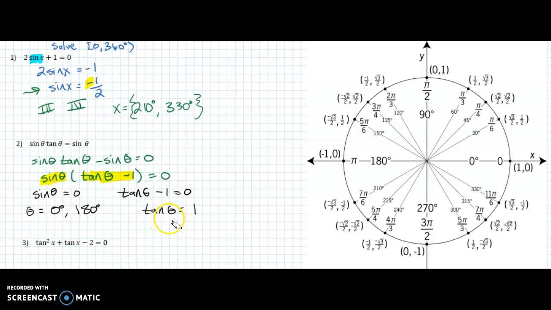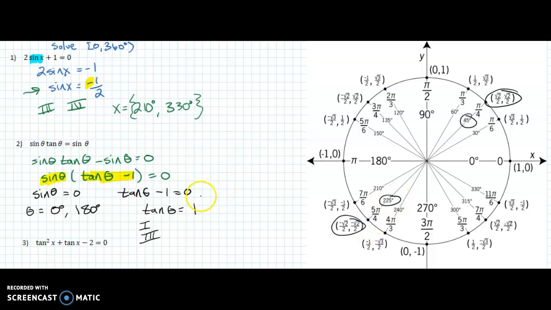And we're looking for where tangent theta is positive. So this is tangent's positive, and tangent is positive, we know, in quadrants 1 and 3. So we are looking for answers in quadrants 1 and 3. Well, if you remember on the unit circle, tangent is y over x. And so when y is the same thing as x, it will be a value of 1. And so that happens at 45 degrees. And then in quadrant 3, it happens again at 225 degrees.